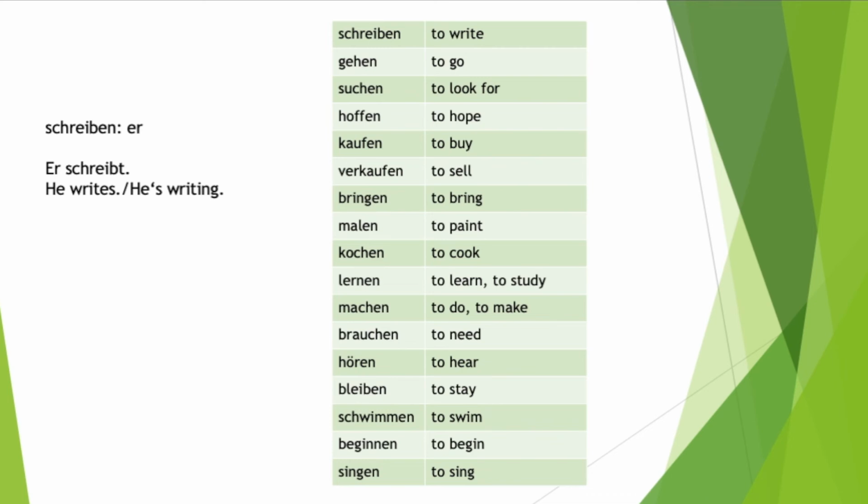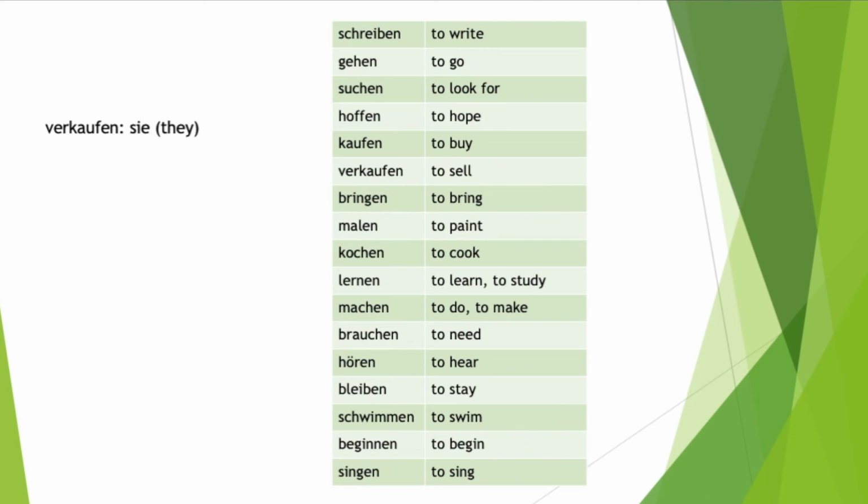So first one, gehen, du. Du gehst. It means you go, you're going. Hoffen, ich. Ich hoffe. That means I hope, I'm hoping. Kaufen, wir. Yeah, wir and sie is always easy. Wir kaufen. That means we buy or we are buying.